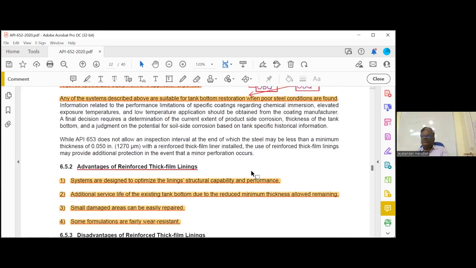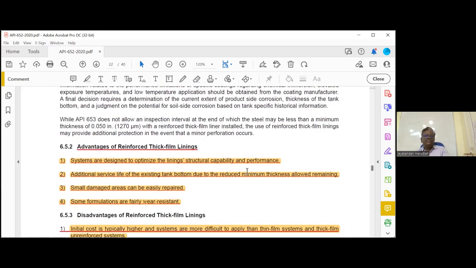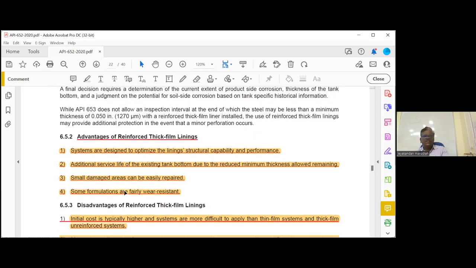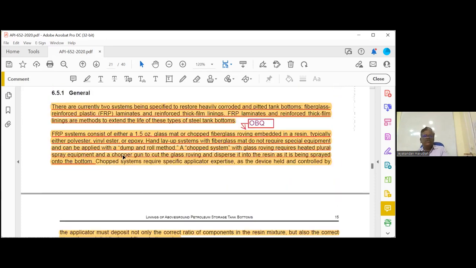Then the advantages: systems are designed to optimize the lining structural capability. Additionally, it can last up to 35 to 40 years. Small damage can be easily repaired. Some formulations are fairly wear resistant. What is the disadvantage? Yes, please. So what's the difference between reinforced and unreinforced lining? Reinforced lining will have this one, what you call chopped fiberglass. Okay, sir. Unreinforced means only multiple coating. Okay, sir.